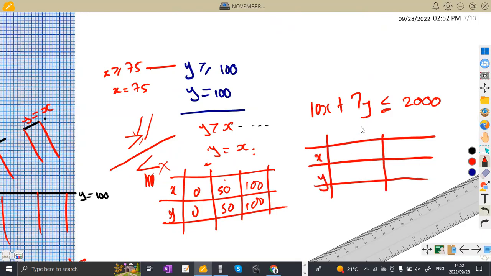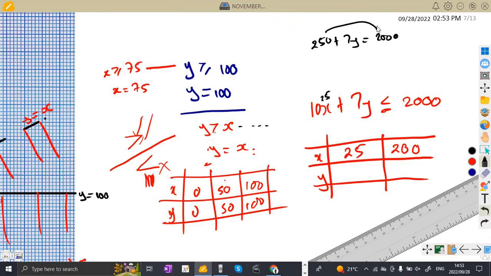Okay, I'm going to choose my x to be 25, and another one to be 200. Does it make sense? If x is 25, I'm going to substitute here. It's actually 10 times 25, which is 250, because our x is 25. So it's going to be 250 plus 7y is equal to 2000. So let us find the value of y.